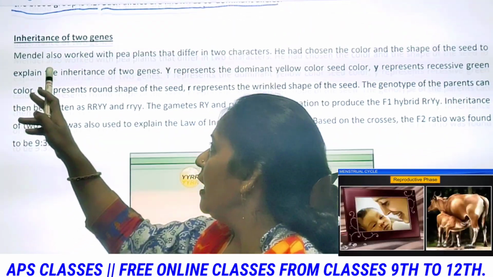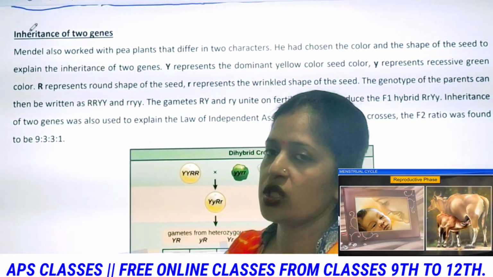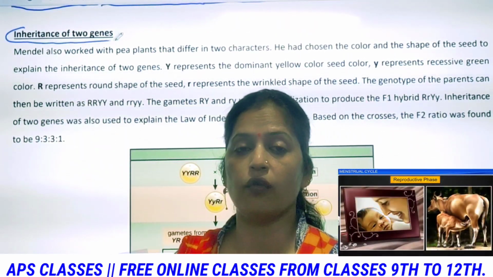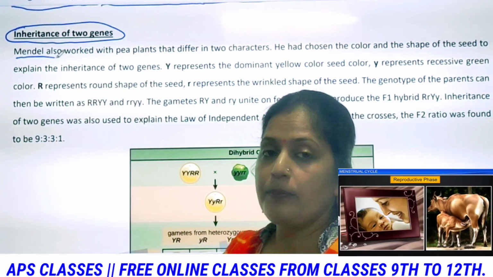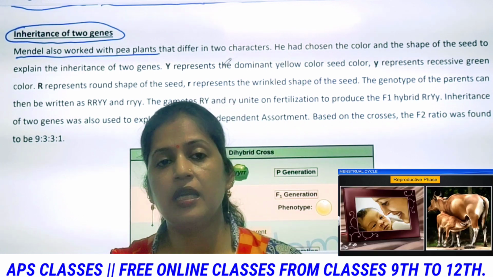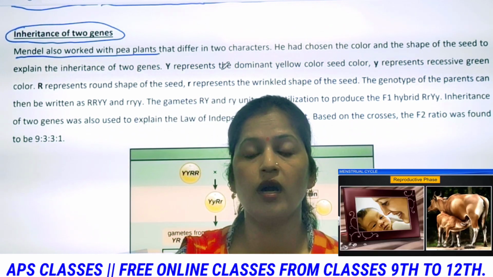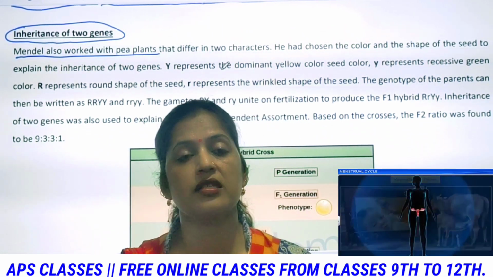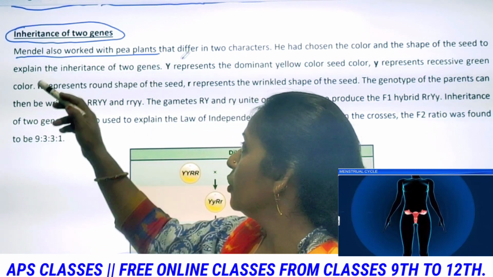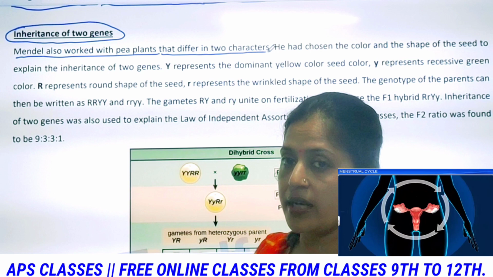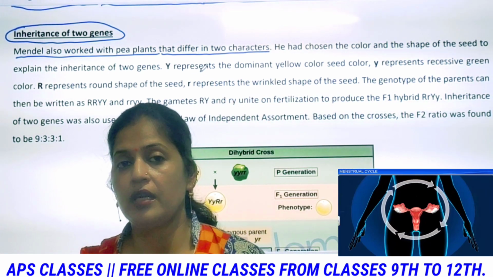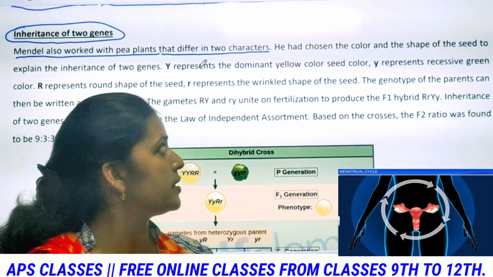Next is the inheritance of two genes. What do we mean by inheritance of two genes? Mendel also worked with the pea plant. As we all know, Mendel worked on the pea plant, that is Pisum sativum. So Mendel also worked with pea plants that differ in two characters.